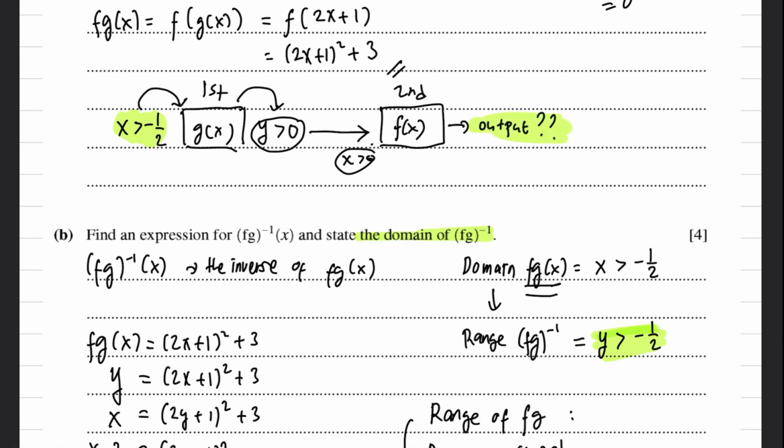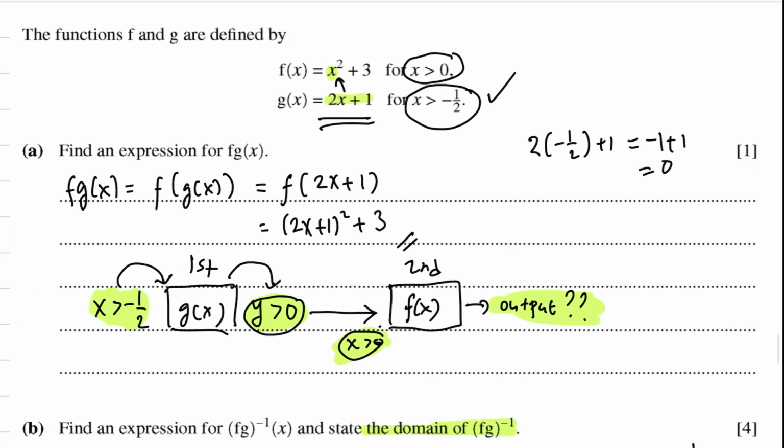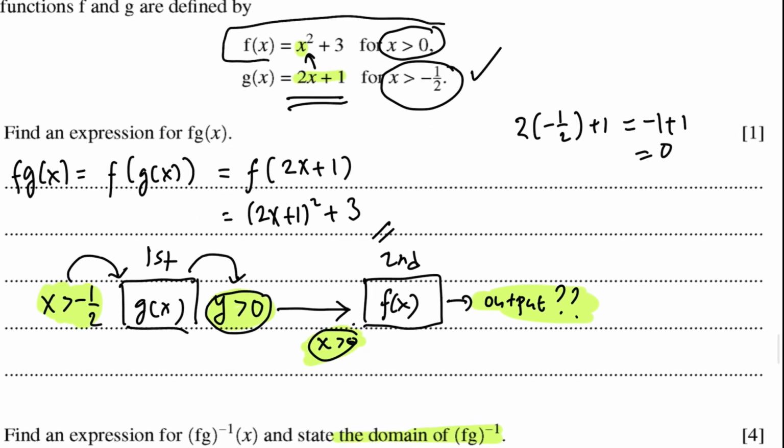But what is the input for the second function, this one? A value bigger than 0, and it's allowed here. Why a value bigger than 0? So that means we just need to find the range of this when the domain is bigger than 0. So how to find that?